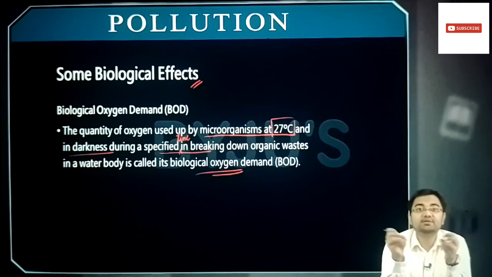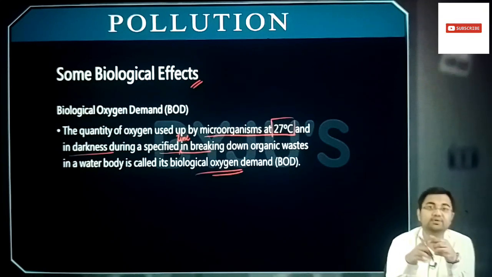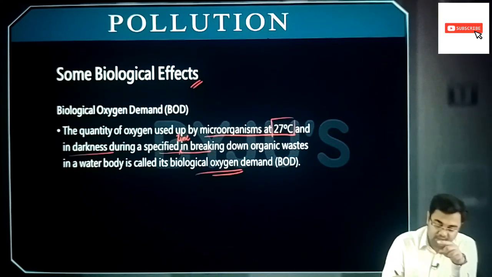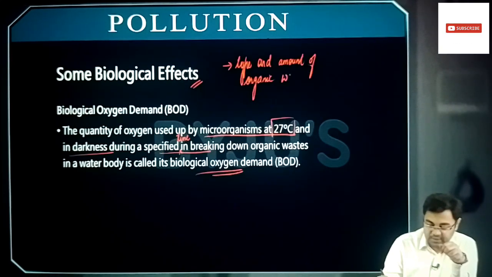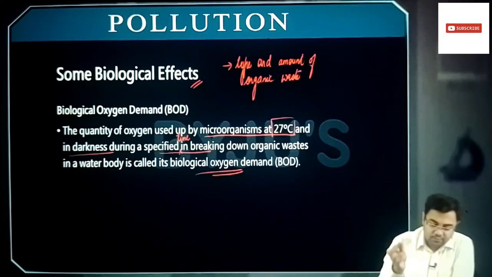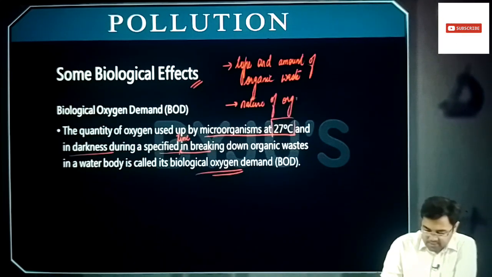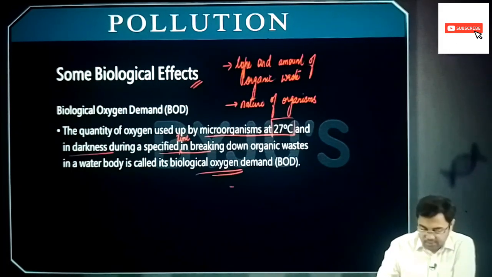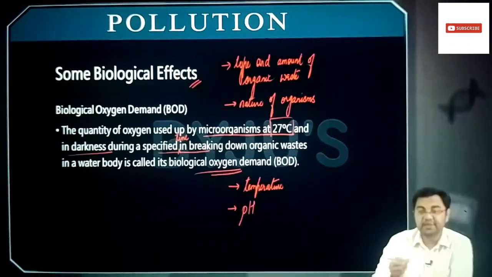So, the biological oxygen demand value of an aquatic system depends on a few factors. First of all, the type of organic waste that we have, the amount of organic waste that we have. So, first you can say type and amount of organic waste, right? Apart from that, the nature of organisms that are working on that organic waste. Then it could also depend on the temperature of water, and it can also depend on the pH of water.